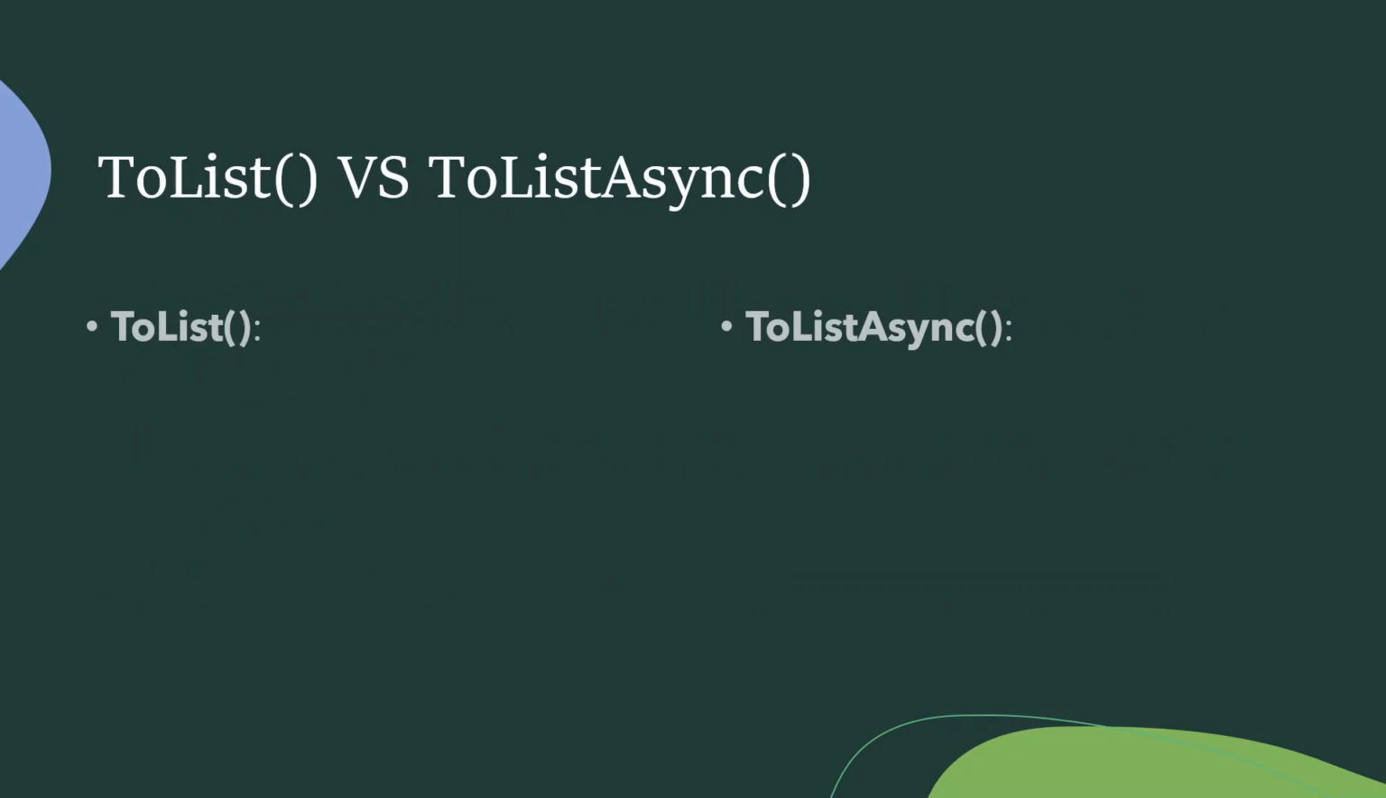Now let's compare ToList and ToListAsync, two methods commonly used when working with collections in C#. ToList, synchronous operation. ToList is a synchronous method, meaning it blocks the calling thread until the list is fully created. ToListAsync, asynchronous operation. ToListAsync is an asynchronous method designed to operate without blocking the thread.